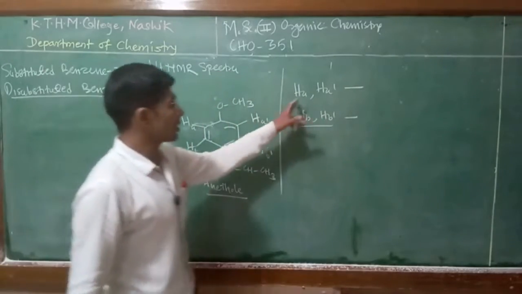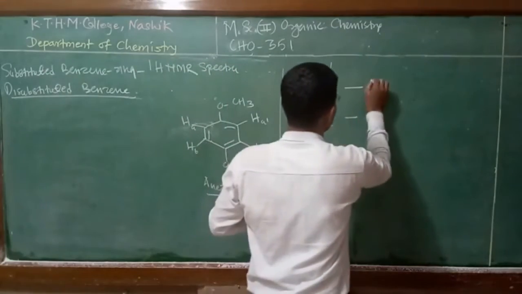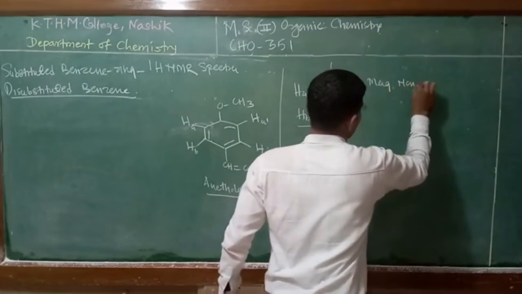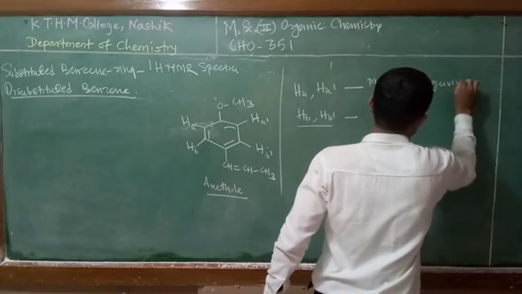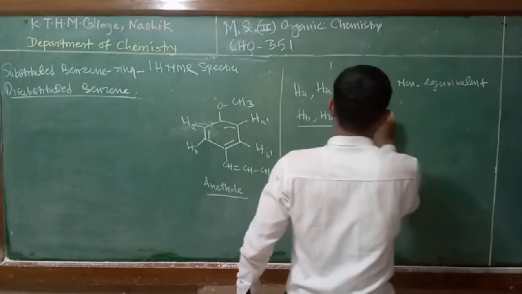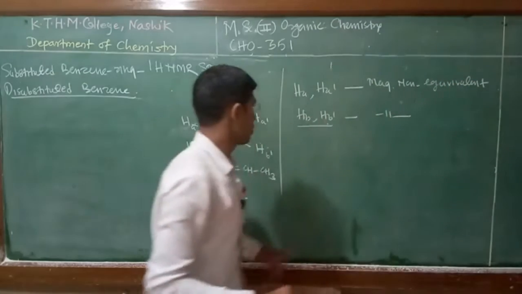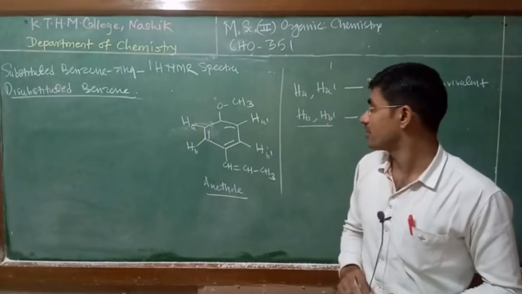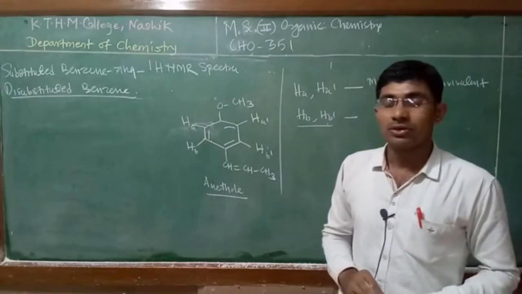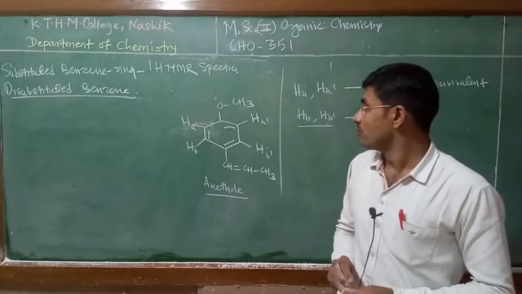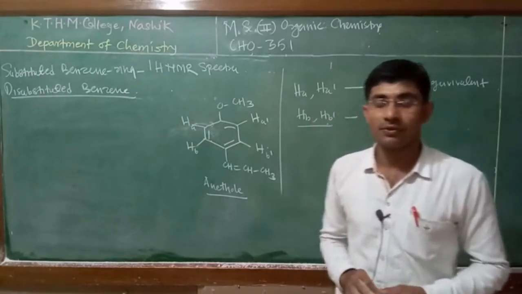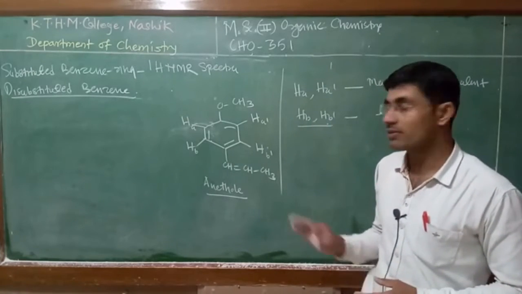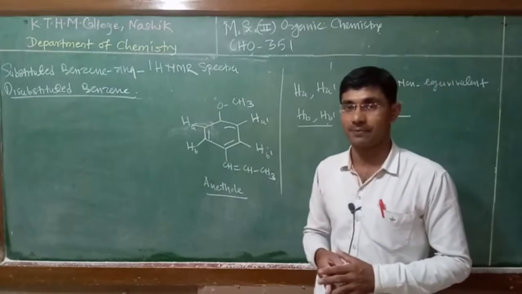But these protons Ha and Ha dash are magnetically non-equivalent. Same we can write for Hb and Hb dash, they are magnetically non-equivalent. So when we record the spectra on a 60 MHz instrument, that spectra is nothing but a second order spectra.